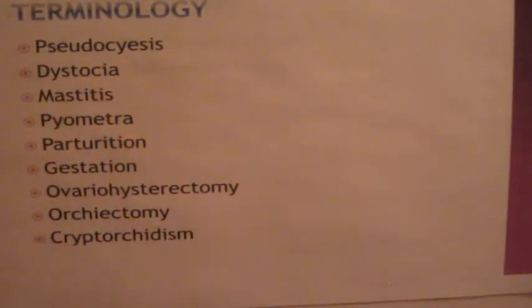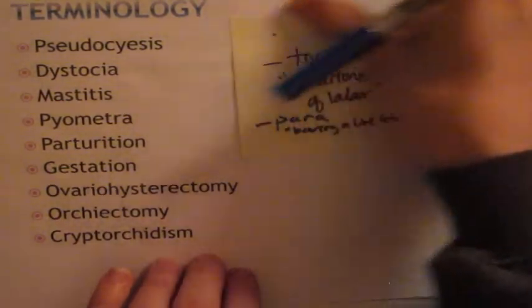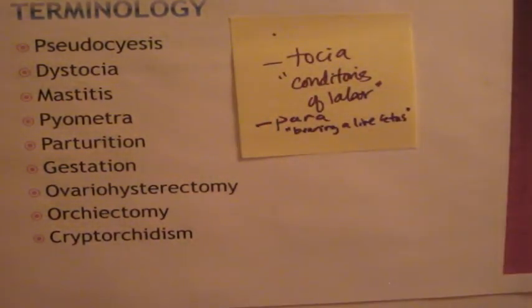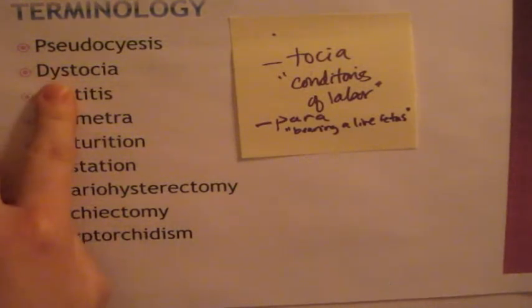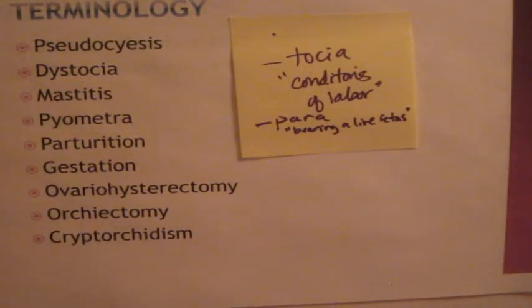Alright, so here's that cyesis term that I was just talking about, and pseudocyesis. So pseudo meaning false, cyesis pertaining to pregnancy, so it's a false pregnancy, pseudocyesis. Tocia is a suffix we haven't defined yet, but it has to do with conditions of labor. So we know from chapter 1 prefixes that dys means difficult or painful. So a dystocia would be a difficult or painful birth.